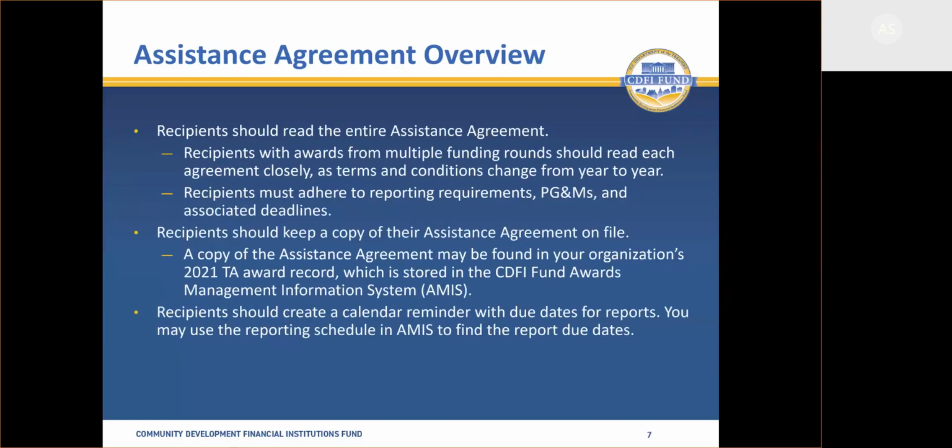We can't stress this enough. Please read your entire assistance agreement. Recipients, you might have some from past funding rounds. The terms and conditions can change from year to year. All of the reporting requirements, DG&Ms, and associated deadlines are very important. You want to keep a copy of your assistance agreement on file. And we recommend that you create calendar reminders with due dates for your reports and whatnot. The reporting schedule is in the assistance agreement as well as your award record schedule in AMIS. So you have those two different sources to go to make sure you are on top of your reporting. Next slide, please.